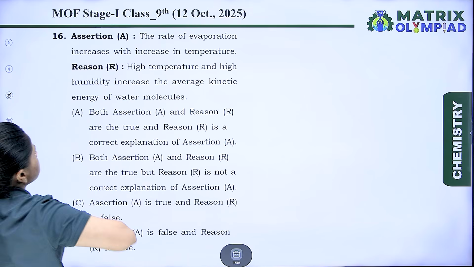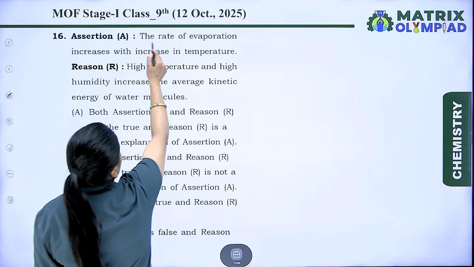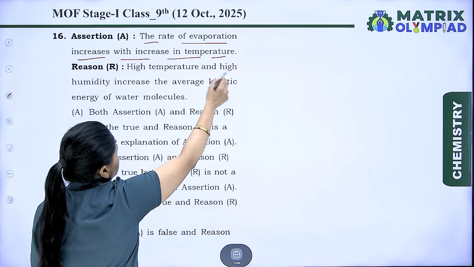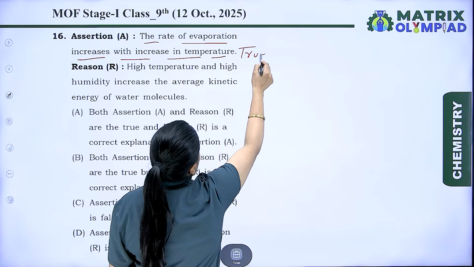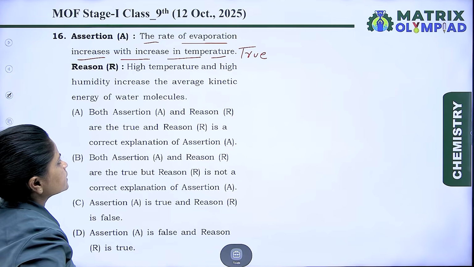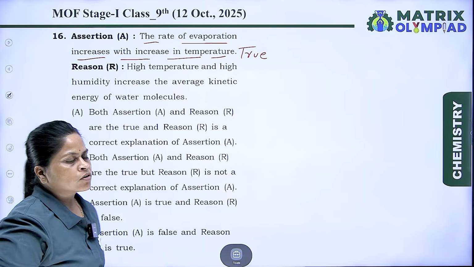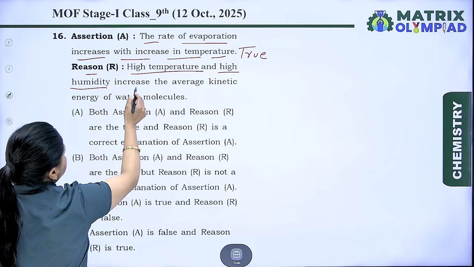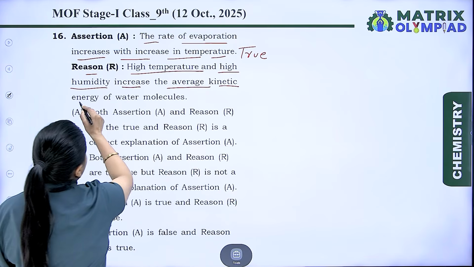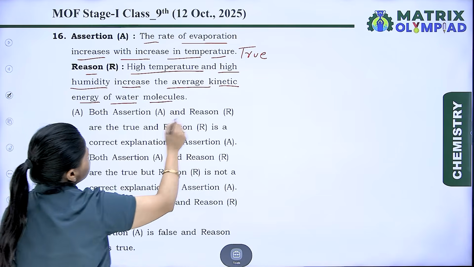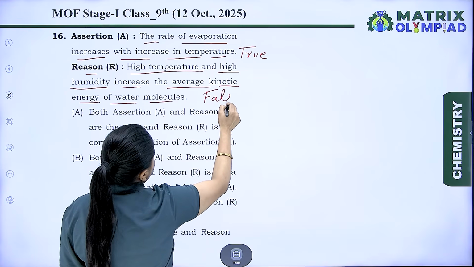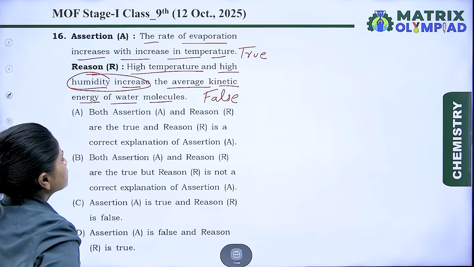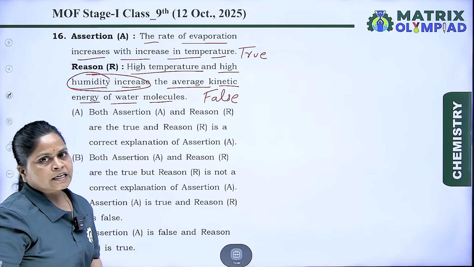Now, the next question is assertion reason. Assertion: the rate of evaporation increases with increase in temperature. This is true. As temperature increases, the rate of evaporation also increases. Reason: high temperature and high humidity increase the average kinetic energy of water molecules. No, this is false because as humidity increases, the rate of evaporation decreases.